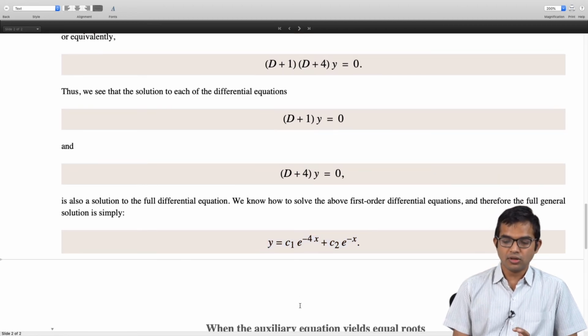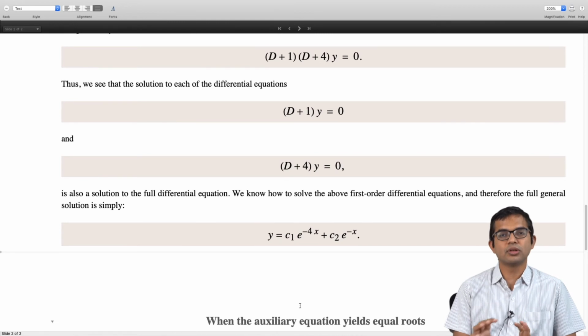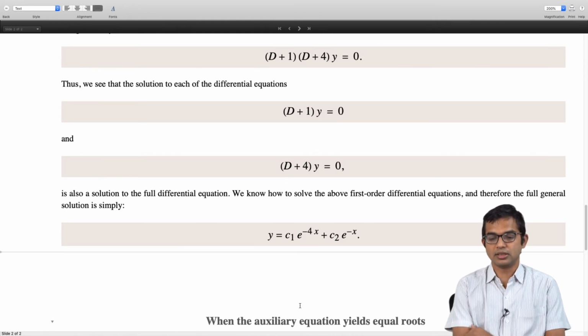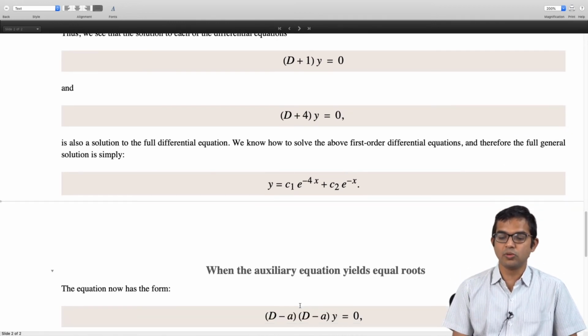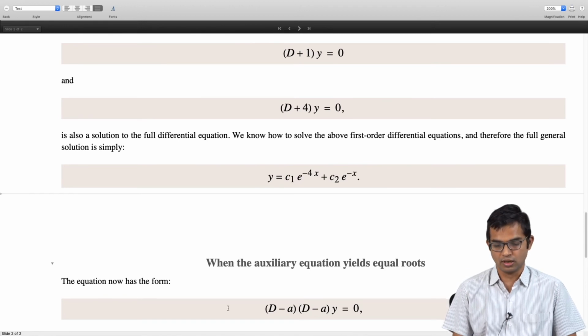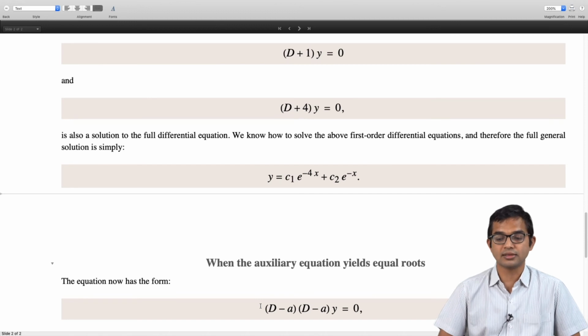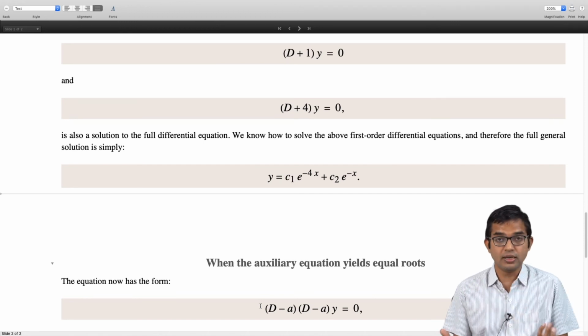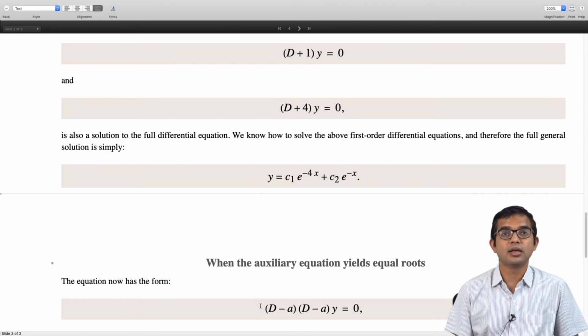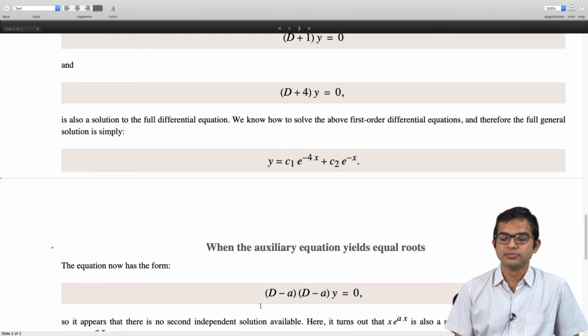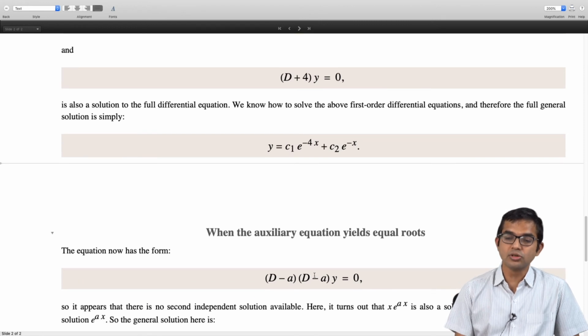So the auxiliary equation itself, there are a few cases one should consider, right? Suppose the auxiliary equation yields equal roots. Suppose you had a scenario where you have (D minus a) squared y equal to 0. Then it seems like we have only one solution, which is e to the ax, right? Only one linearly independent solution. So how do you write the general solution for a second order differential equation? It turns out that x times e to the ax is also a solution for this, right? As you can check, right?